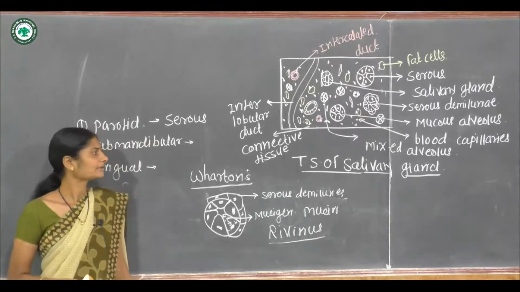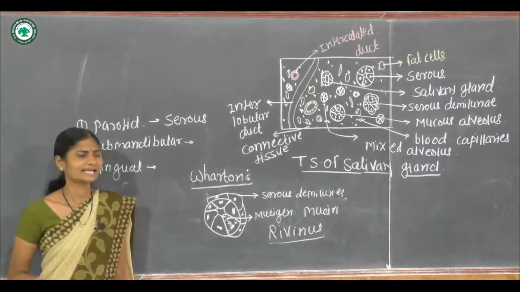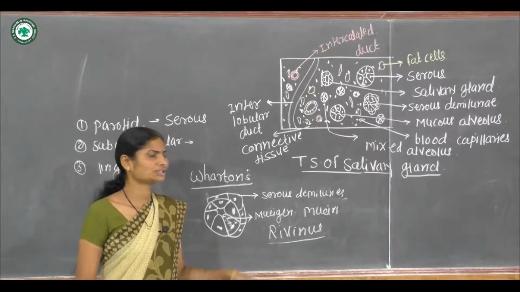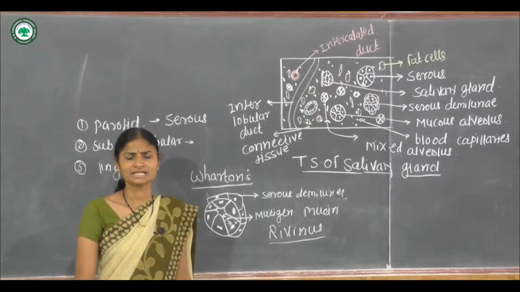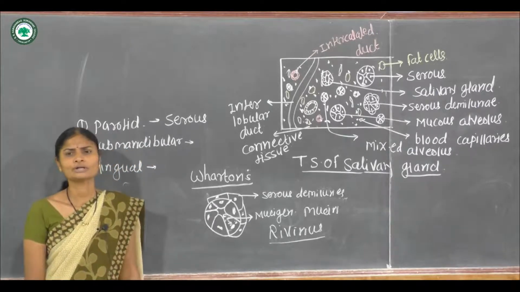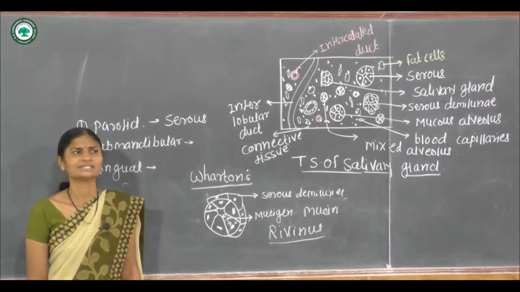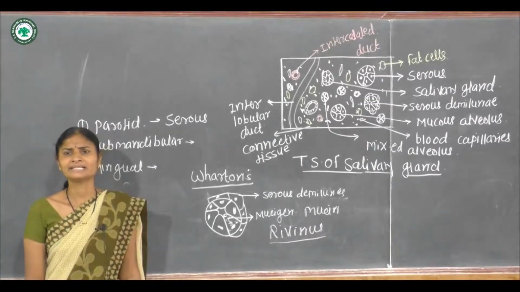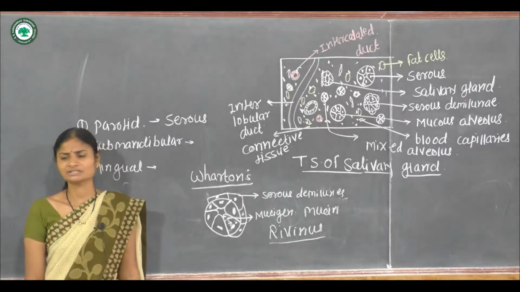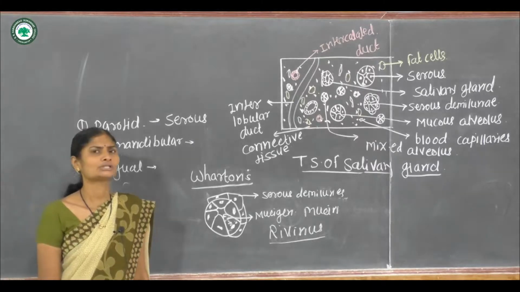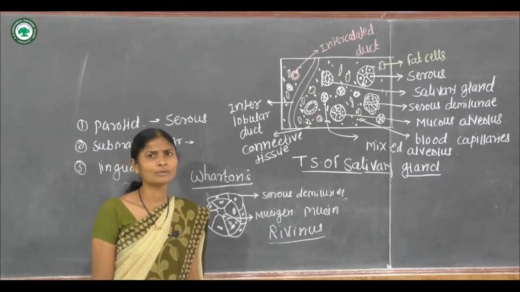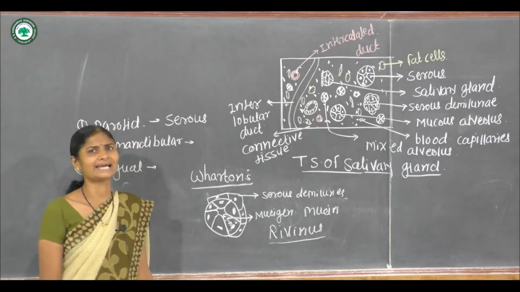Now the functions of the salivary gland. The salivary gland mainly secretes saliva rich in protein, and different enzymes are present, which are useful for the breakdown of carbohydrates. Saliva also contains antibacterial and antimicrobial agents, lubricates the passage of food, and helps normalize the water balance. This is all about the histology of the salivary gland. Thank you.